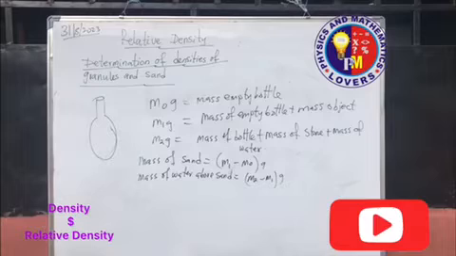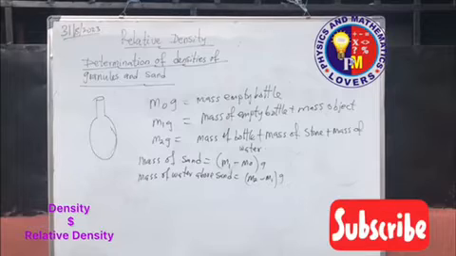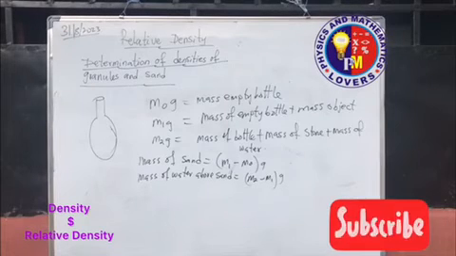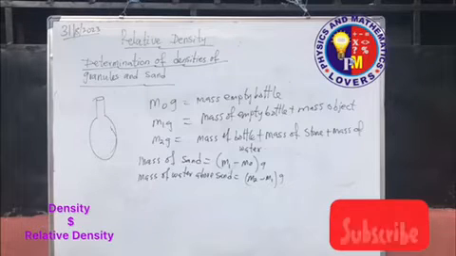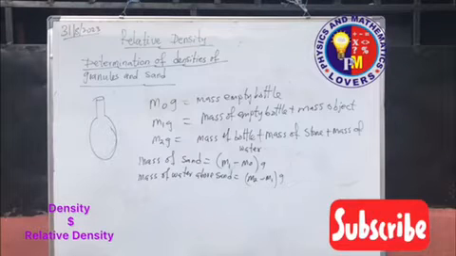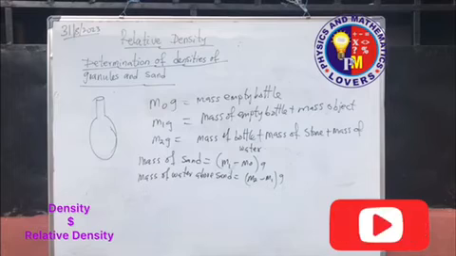M3 minus what? M2. All right. So that is how we are going to determine the density of this sand. At the end of the day, we are going to have a general formula that we are going to use. So now we have M2 minus M1. Then the other one there is what? The mass of the water filling.